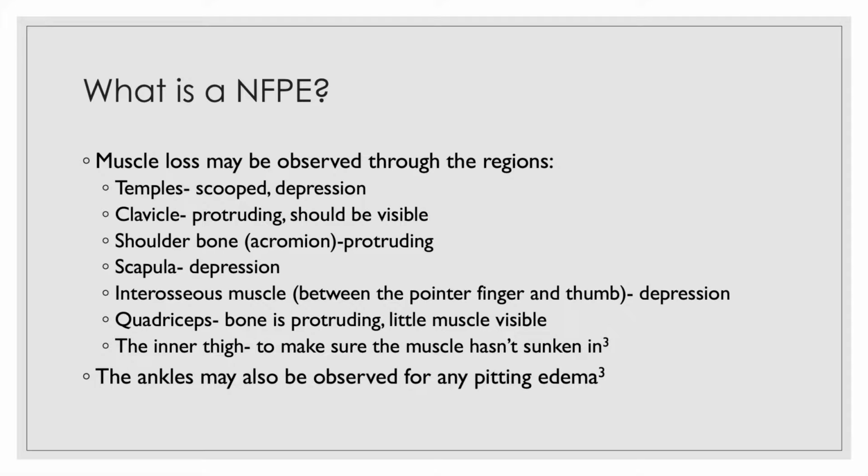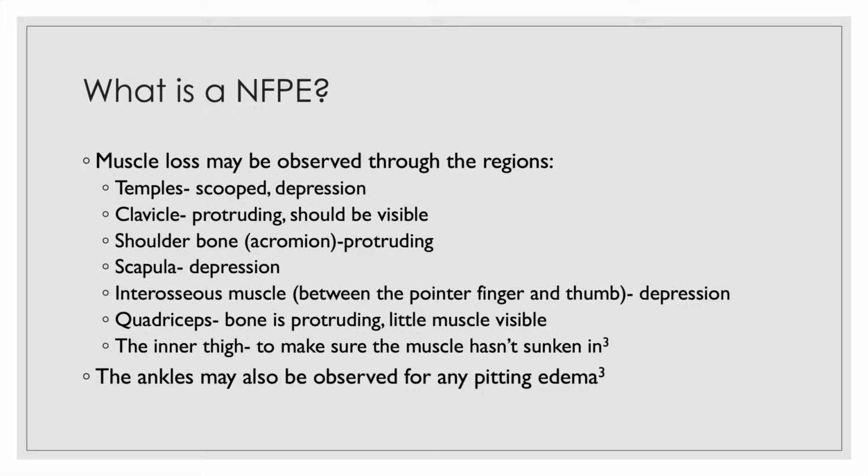Another important muscle would be the interosseous muscle. This muscle is between the pointer finger and the thumb, and if there is a hollow depression there as well, then that is a sign of muscle mass loss. What you could typically do is ask the patient to move the pointer finger and the thumb to see if there is actually a depression. Then we would move down to the lower extremities, and we would take a look at the inner thigh to make sure that the muscle hasn't reduced, and that there isn't an inward protrusion of the bone, of the muscle, I apologize, and that the muscle hasn't sunken in.